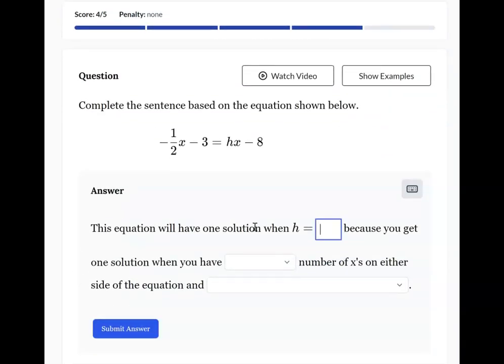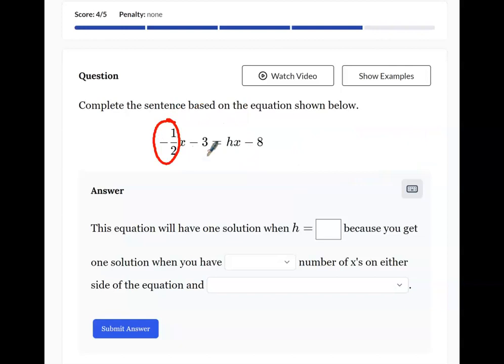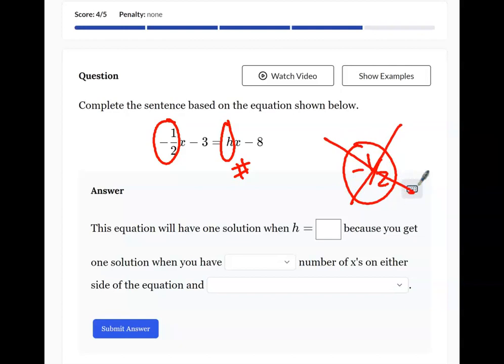This equation will have one solution. One solution can only happen if your coefficients, right, your variable terms, if this coefficient is different. That's the only way you're going to get one solution. The variables must be different. The number of x's on each side must be different. So this one has a -1/2. So this one can be any number you want, but not -1/2. So don't pick -1/2, but you can pick any other number you can think of.